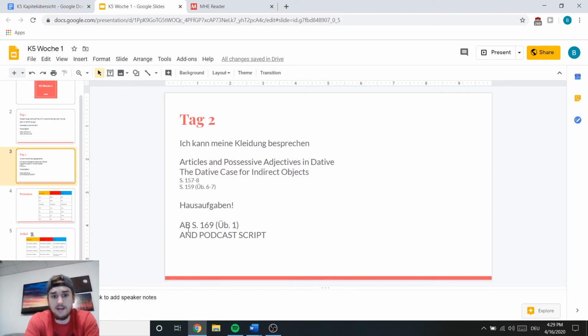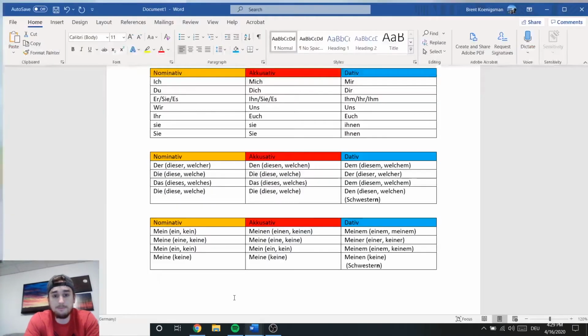Also eure Hausaufgaben, das ist hier Arbeitsbuch, Seite 169, Übung 1 und Podcast Script. So remember that, that's very, very important, right? Remember to do your podcast script, at least the rough draft, and get it to me by tomorrow, yeah, Friday. Okay, aber wie gesagt, wir werden jetzt gleich einfach anfangen.